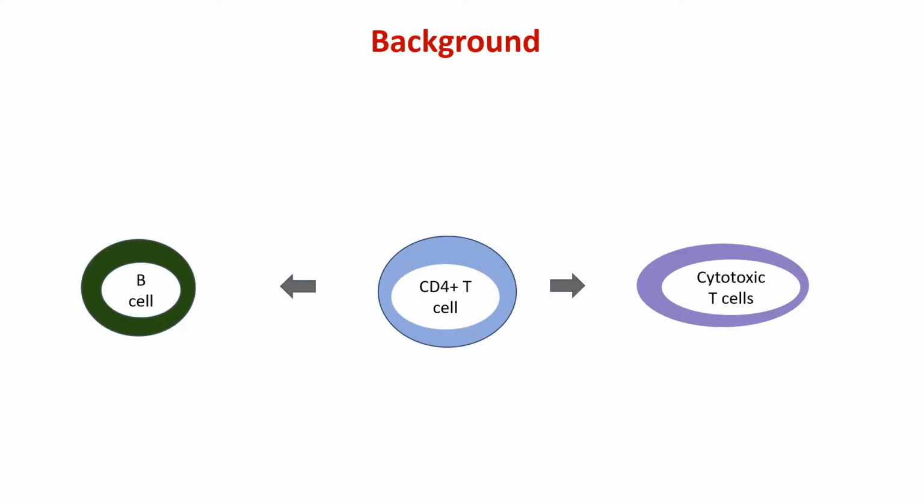CD4 plus T cells are an essential part of the human immune system. Activated T cells stimulate cytotoxic T cells and natural killer cells to kill infected cells. They can also pass signals to B cells that neutralize the antigen.